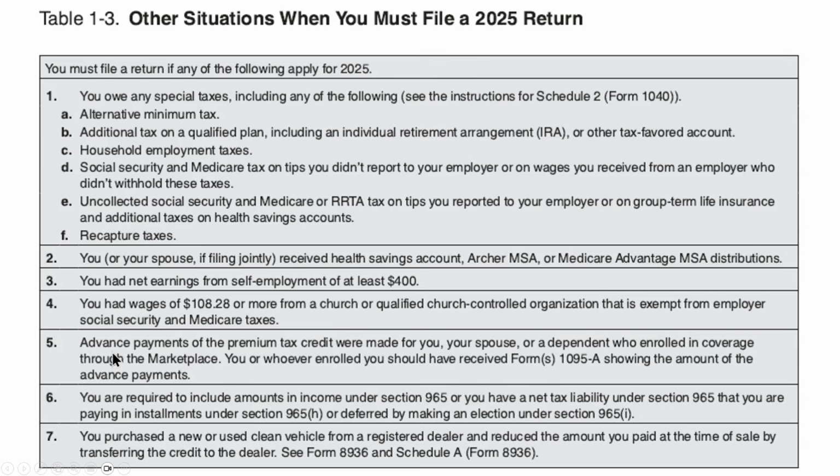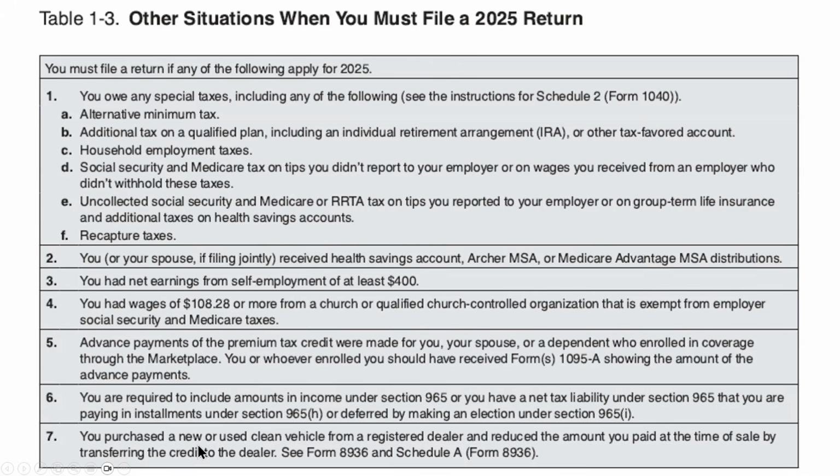Next, if advance payments of the premium tax credit were made for you on your behalf, then you need to file a tax return. We will talk more about that later in this course. Then we've got this obscure one here. If you're required to include amounts in income under Section 965, etc., then you have to file a tax return. You're not likely to get a question about that. Section 965 deals with deferred foreign income. I wouldn't worry too much about that one.